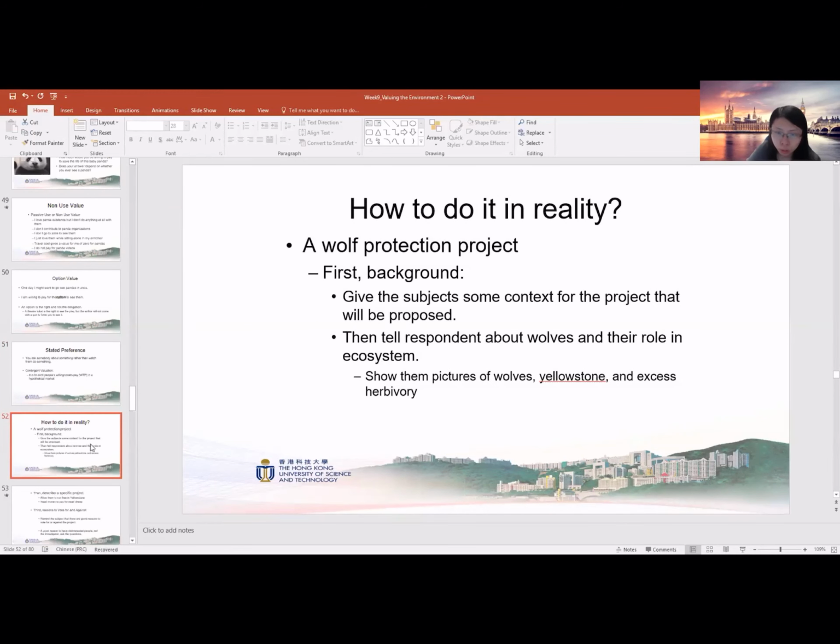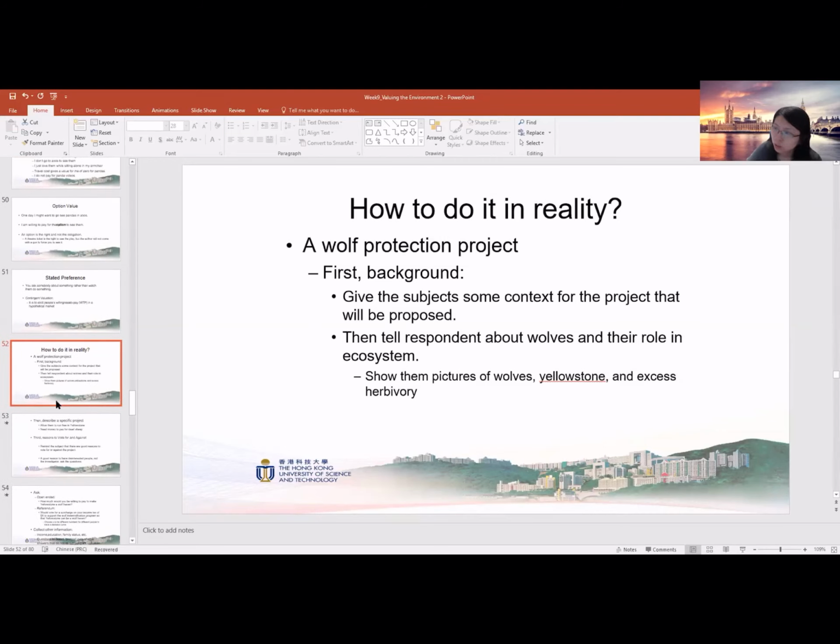Usually what we do with a contingent valuation study is you find some subjects, you find a group of people. It's like doing a marketing survey. It's just that you're not surveying about market goods, you're surveying about non-market goods. Imagine this scenario is about a wolf protection project. You just gather your subjects, tell them about the context of the project, tell them that we're talking about protecting wolves, why we are protecting wolves, looking at pictures of wolves, telling them stories about the Yellowstone ecosystem, of how important wolves are in the ecosystem.